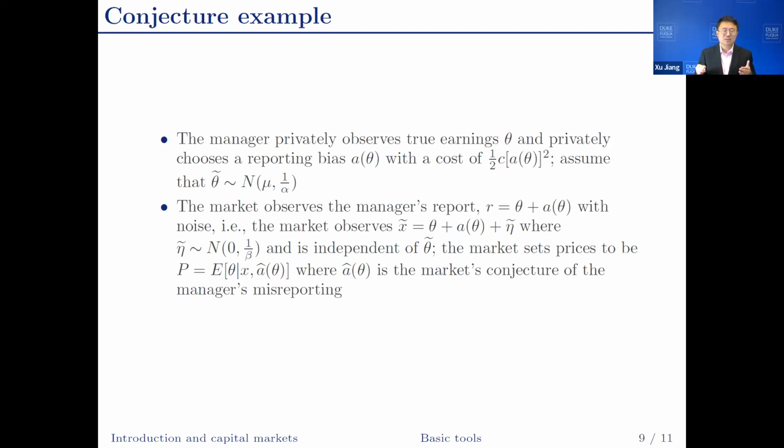The investors are going to set price to be the expected value of theta conditional on the noisy observation of the report they have and their conjecture about the manager's misreporting. Because misreporting is the endogenous variable, you don't do Bayesian updating, you form a conjecture. And the manager's objective is to maximize the expected price minus the manipulation cost. And we're going to see that in this price, there are going to be components of the manager's actual choices. There are going to be components of conjecture. The manager's actions can only affect its actual actions. The conjecture must be held fixed.